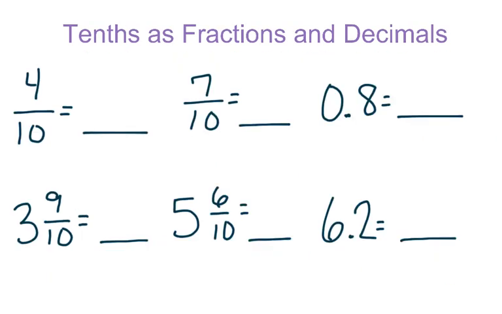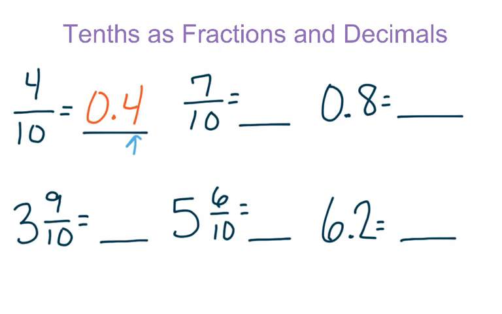I want you to go ahead and give some of these a try. If you see a fraction, I want you to turn it to a decimal, and if you see a decimal, I want you to turn it to a fraction. Let's go ahead and start with 4 tenths. 4 tenths would look like 0.4, or 4 tenths would be how we would read it, and our 4 is in the tenths place.